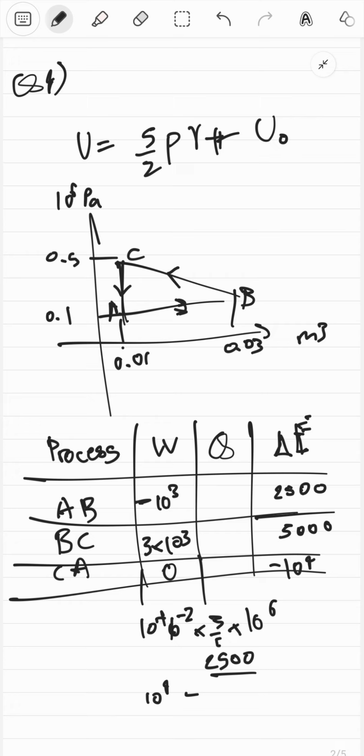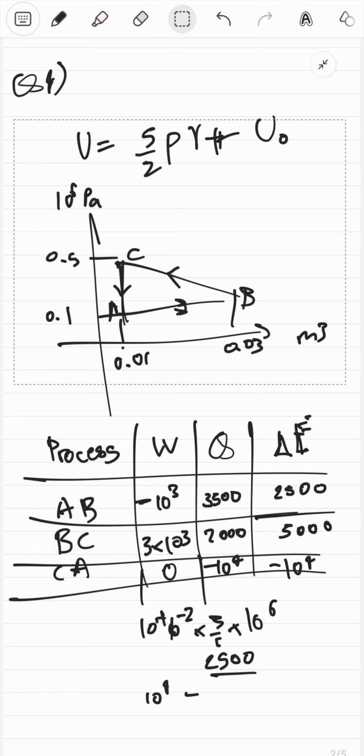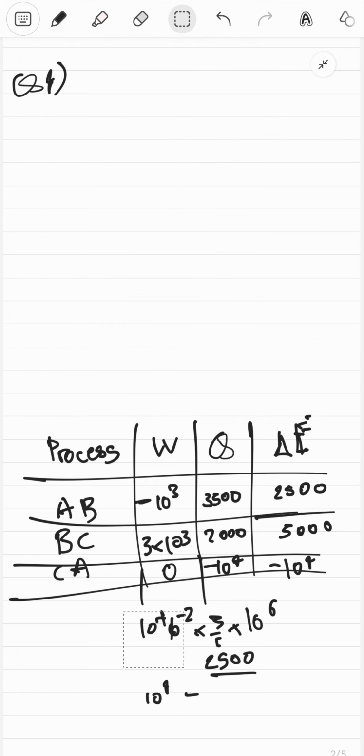Yeah, that makes sense. So now you have delta E and W. Just find Q. That's the subtraction. So yeah, it's just gonna be 3500. This thing is subtract that, just 3000, just 2000. This is subtract that, work is 0, so just 10 power negative 4. Yeah, cool. So that's the thing. Just gonna put that.